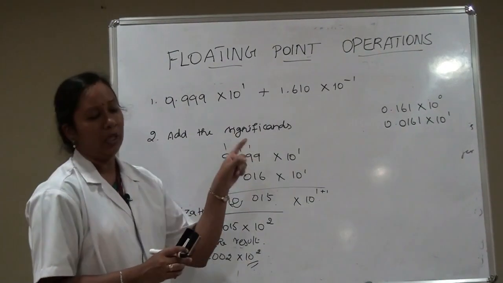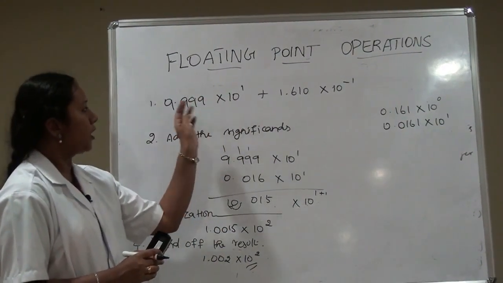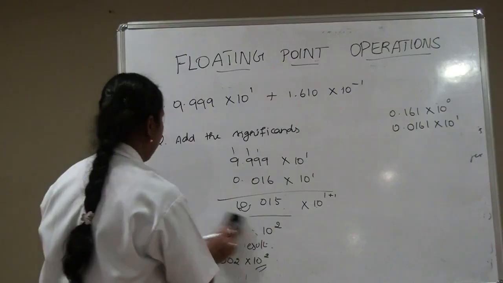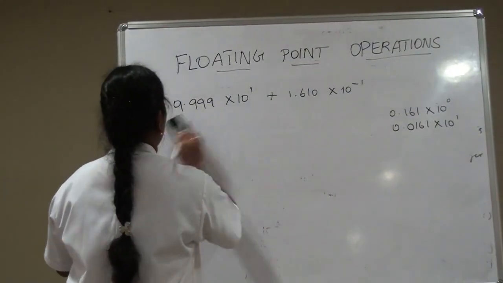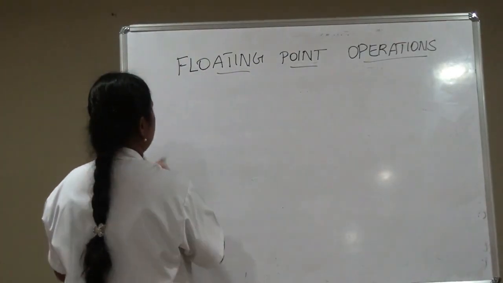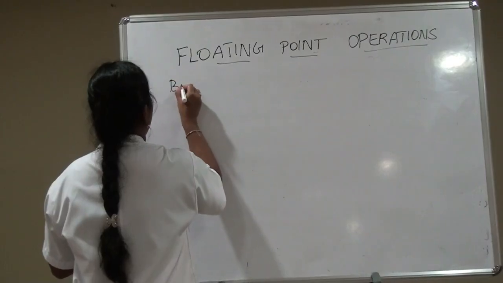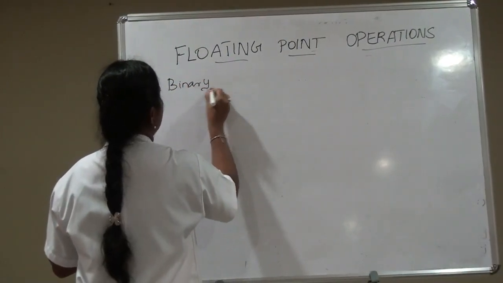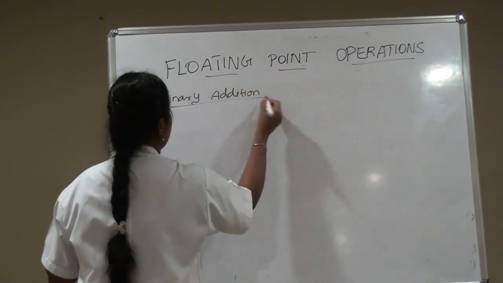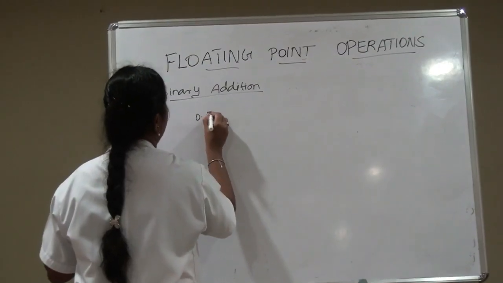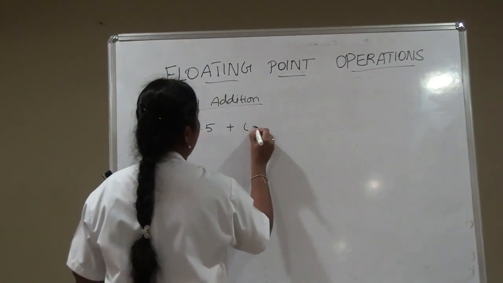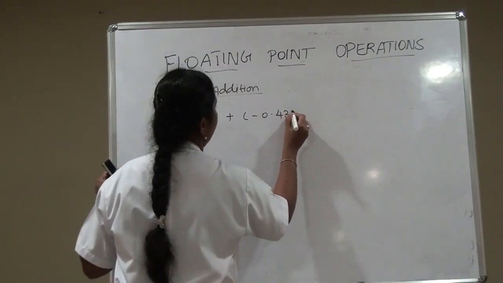Now in this problem we got two numbers which both belong to the decimal type. Now for example, if we get another type of question, for example, perform binary addition. The question is binary addition, but the given number is of type decimal. So binary addition with 0.5 minus 0.4375.